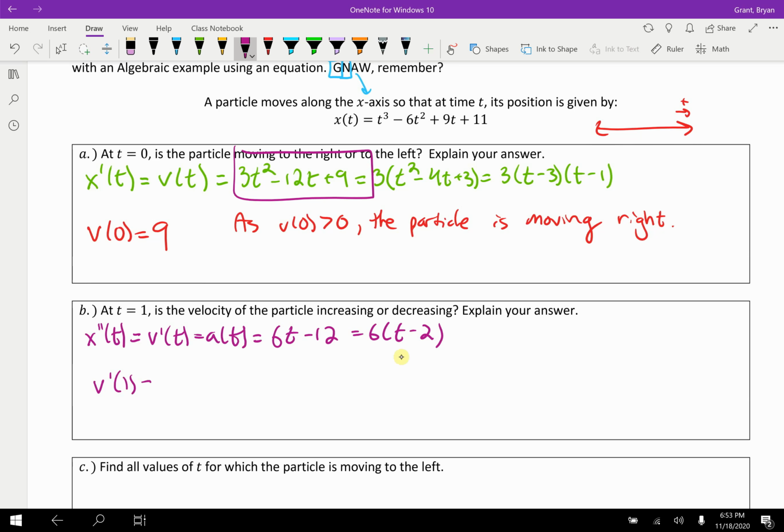V prime of 1, well, hopefully we can do some mental math. 6 minus 12 gets us negative 6. And a conclusion. As v prime of 1 is less than 0, the velocity is decreasing. Easy enough.